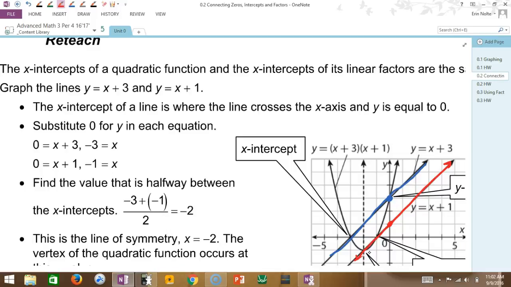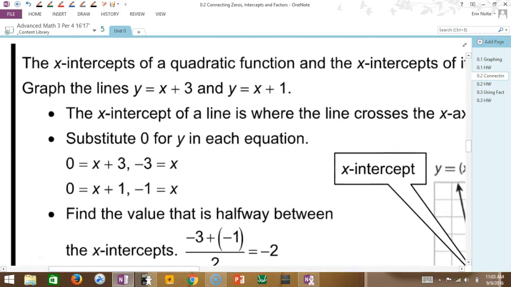Okay, where does my blue line, the x plus 3, cross the x-axis? The x-intercept, which is 3. Now, did you come up with that by looking at the graph? Okay, now what if I said, here's your equation, y equals x plus 3. What's the x-intercept?